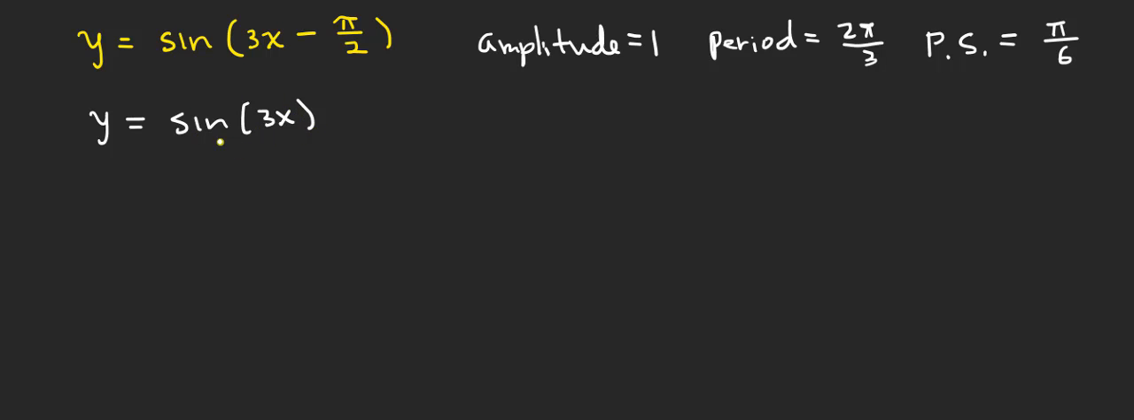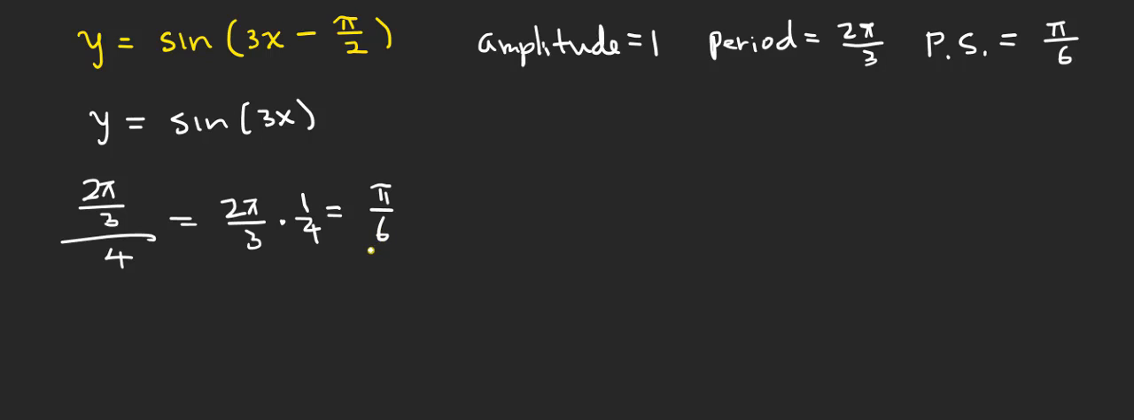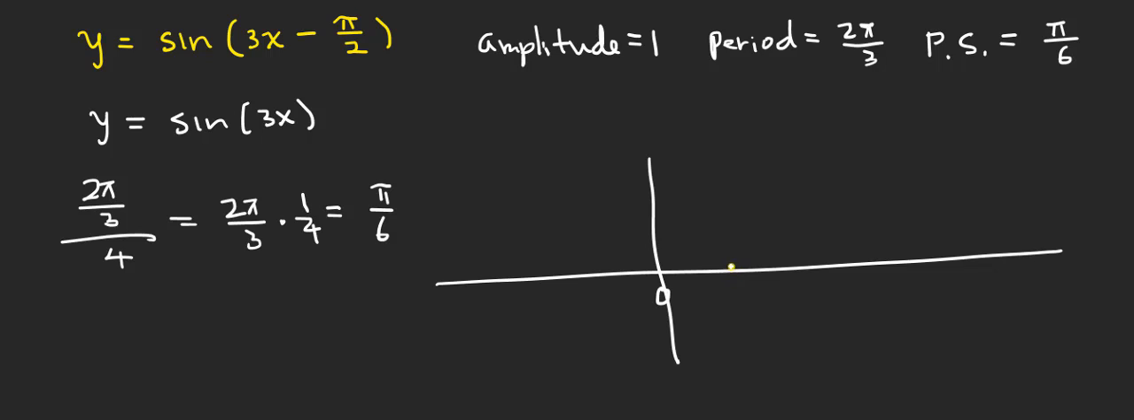So now what is the period of that? Period is 2 pi over 3. So we need to divide 2 pi over 3 by 4, which is the same thing as 2 pi over 3 times 1 over 4. So you get pi over 6. So that means in order to graph this, you go 0, pi over 6, 2 pi over 6, 3 pi over 6, and 4 pi over 6.